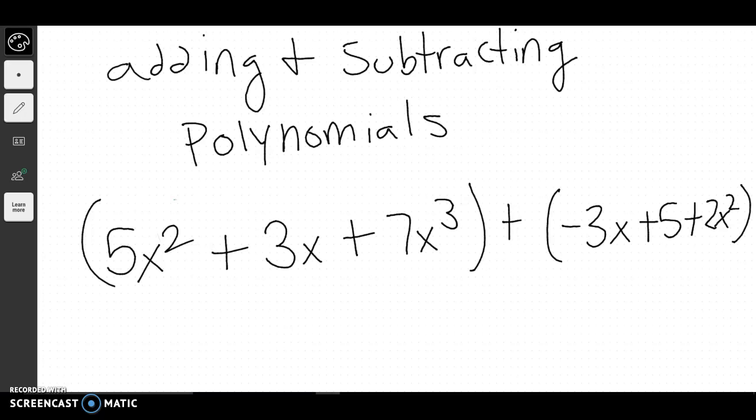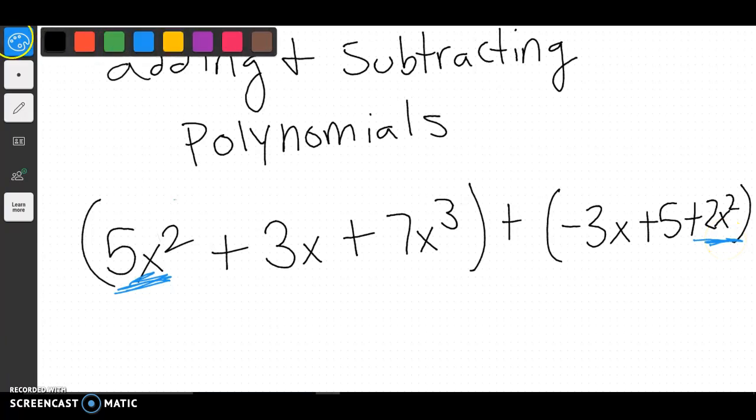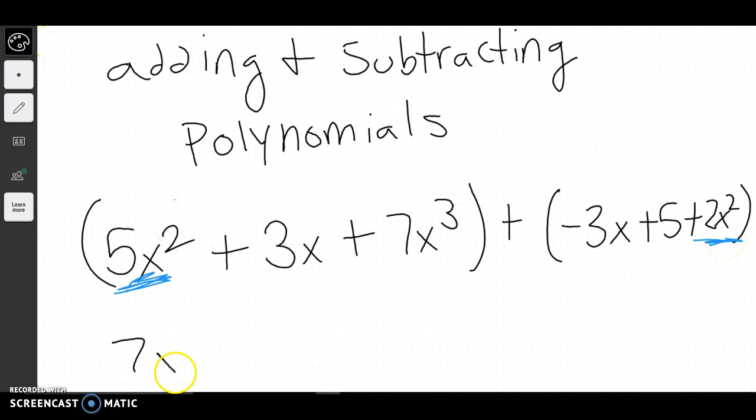And here's the first thing you need to realize. You can't combine any terms that aren't exactly the same. So when I look through this, I go, oh, I have a 5x squared over here, and I have a 2x squared over here. Well, they're both x squared, so I can count up how many x squareds I have. I have 5 over here, I have 2 over here. I have a total of 7 x squareds.